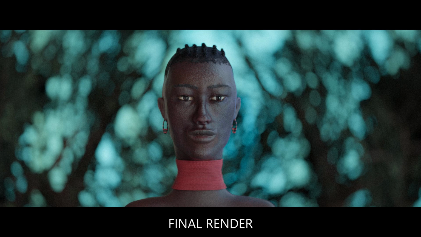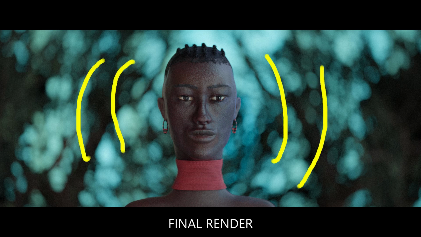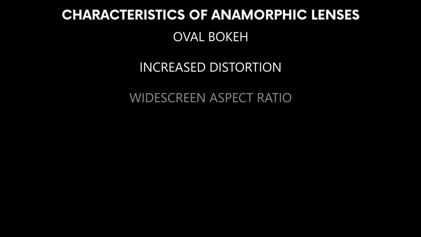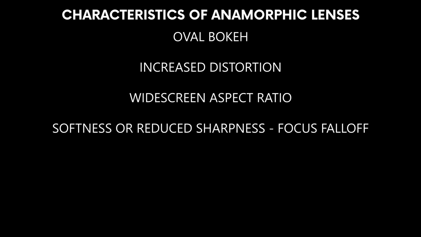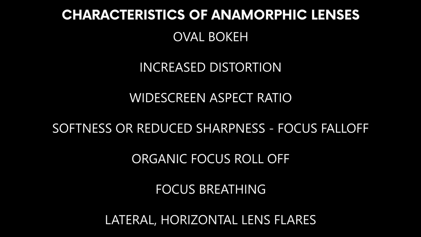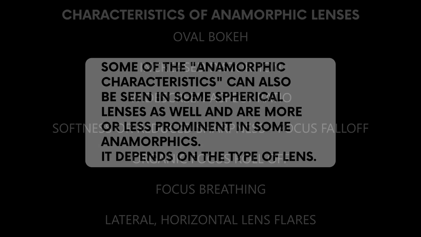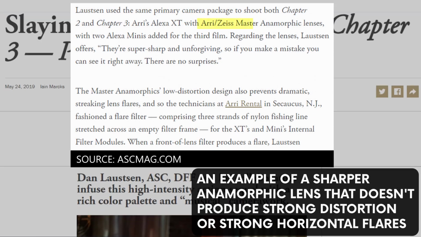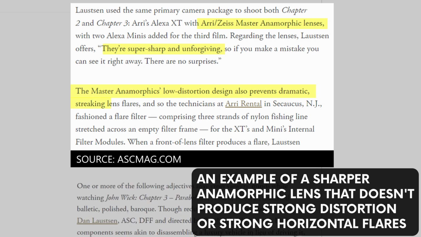As you can see, we have some oval bokeh, typical in anamorphic lenses, and I also added some distortion, which can be more subtle or more pronounced depending on the lens. There are other characteristics of anamorphic lenses, such as the aspect ratio, the softness or reduced sharpness, especially on the sides of the image, organic focus roll-off, the breathing, and the lateral horizontal lens flares, but we're not going to cover that today. There's also some distortion in spherical lenses, by the way, depending on the lens and the focal length. Basically, all lenses have some kind of distortion.